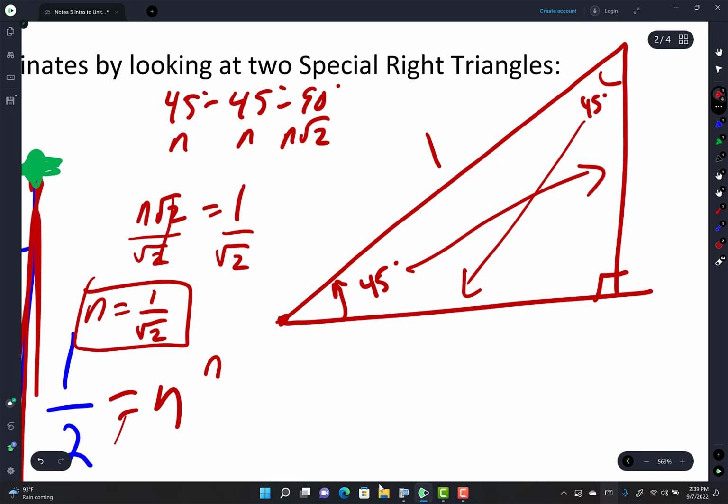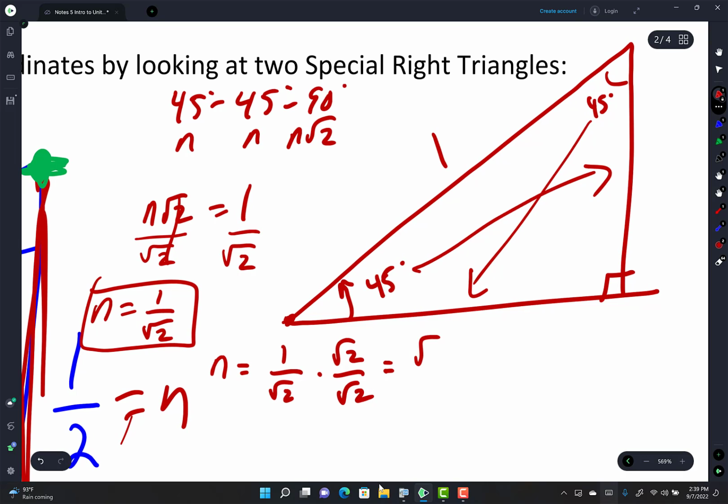So nowadays they want you to rationalize it, guys, and to do that you multiply the top and bottom by the square root of 2 over the square root of 2. So, square root of 2 over 2. I haven't officially found a legit reason why we rationalize the denominator. I think it is perfectly okay to leave it as 1 over square root of 2. It's the correct answer, but this is the preferred answer. Does that make sense, guys?